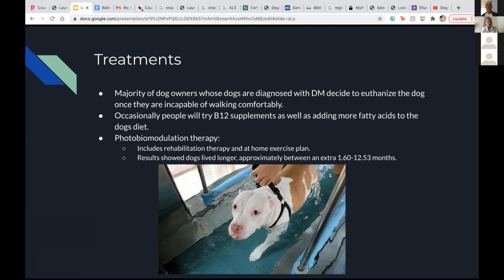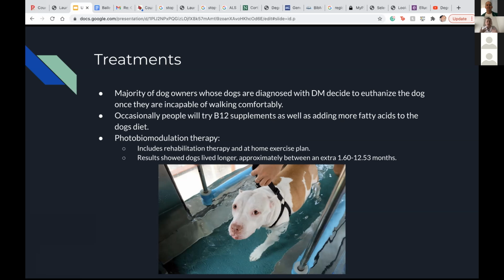In group A, they had much more extensive at-home therapy and exercise plans than group B. They wanted to see how much at-home exercise would play a role in extending the dog's life. The rehabilitation therapy used was mostly, like in this picture here, the treadmill and the water, which you probably see a lot of animals use in videos.